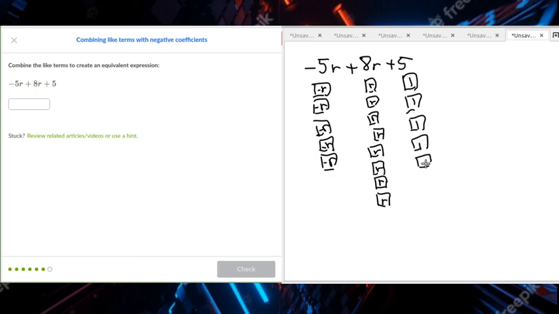there we go. So here I've got a 0 pair, negative r and r, and here I've got a 0 pair, and a 0 pair, 0 pair, and a 0 pair. So what do I have left? I have left 3r, and over here I've got 5. 3r plus 5. So another way to do that is negative 5 plus 8 times r plus 5, and negative 5 plus 8, or 8 minus 5, is equal to 3r plus 5. That's the other way to do it.